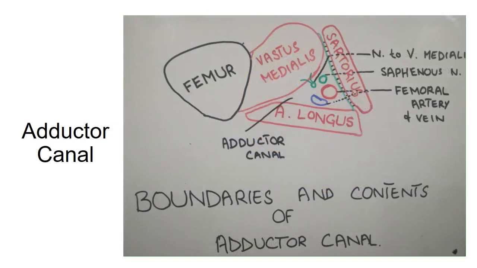Now, contents of the adductor canal. These are the femoral artery, femoral vein, saphenous nerve and nerve to vastus medialis. These are the contents of the adductor canal.